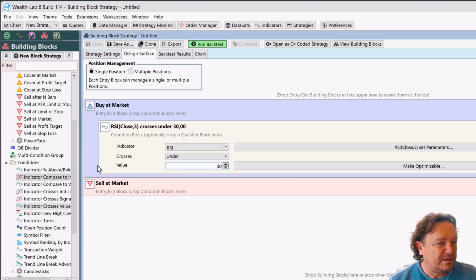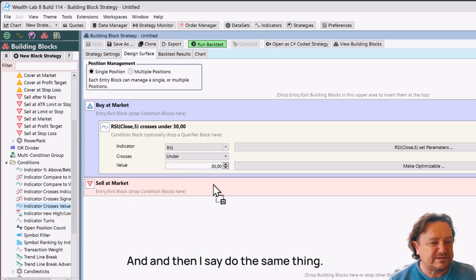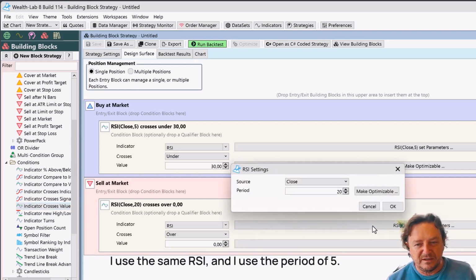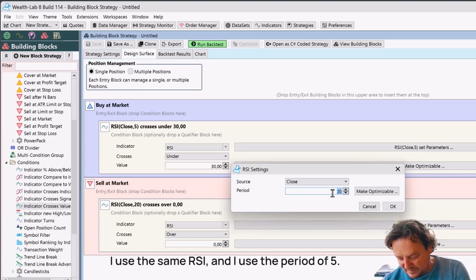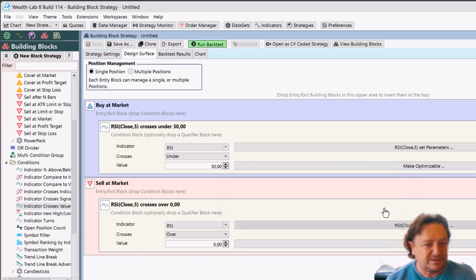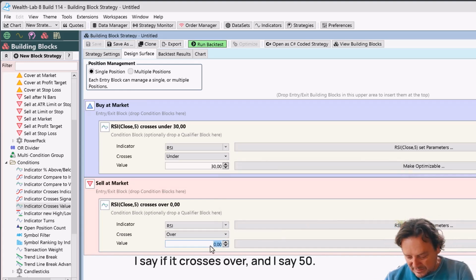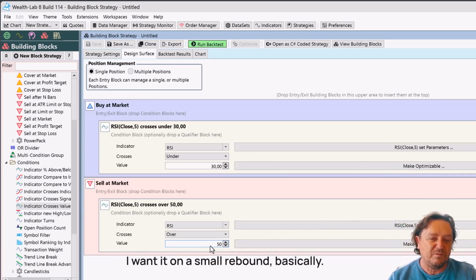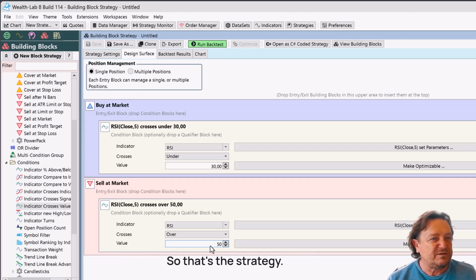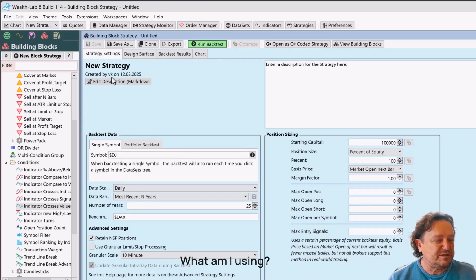That's it. And then I say that do the same thing. I use the same RSI and I use the period of 5. I haven't done any optimization. I say if it crosses over, and I say 50. I want it on a small rebound, basically. So that's the strategy.